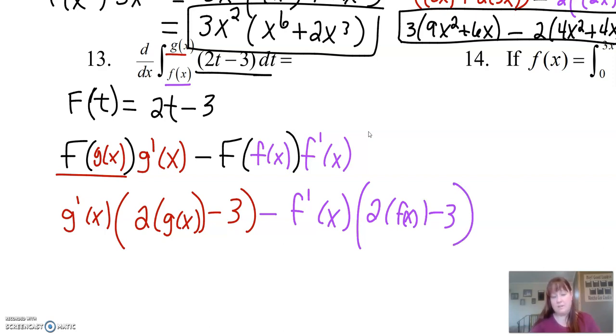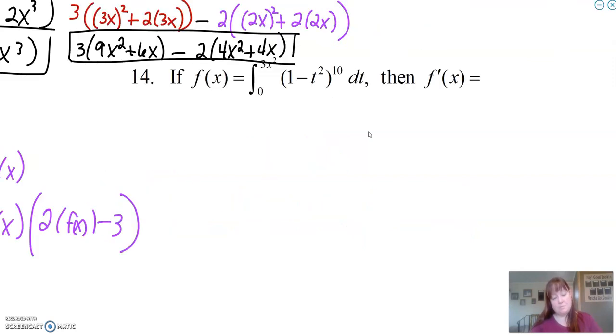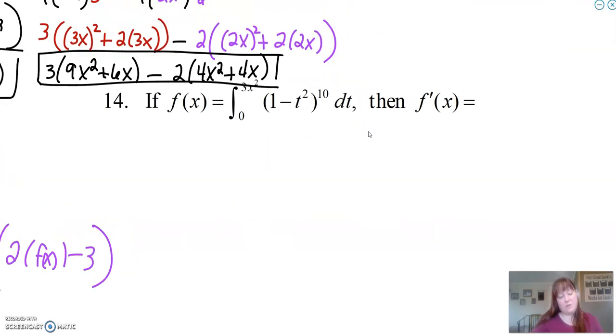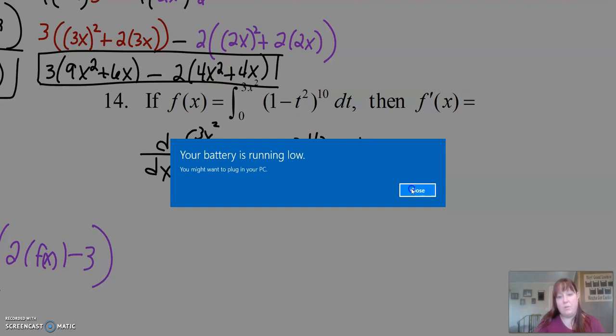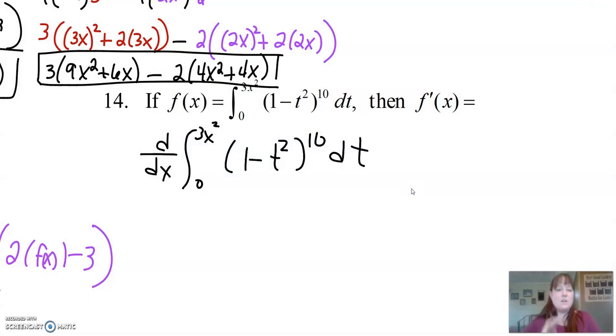All right, let's try this last one. It says if f of x equals that integral, then find f prime. Really, this is saying exactly what we've been doing, but written in a different way. It says find d dx of the integral from 0 to 3x squared of 1 minus t squared to the 10th dt. This literally means find the derivative of this whole thing. Oh, my battery's going to die and my time's going to run out, so let's do this really quick.